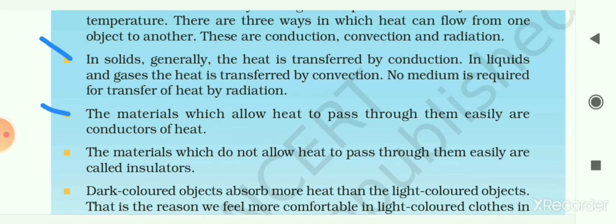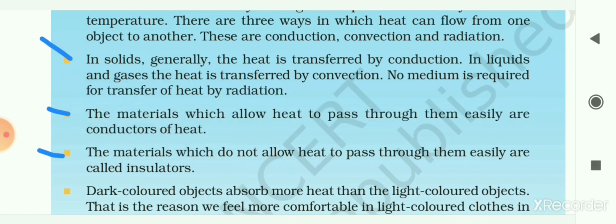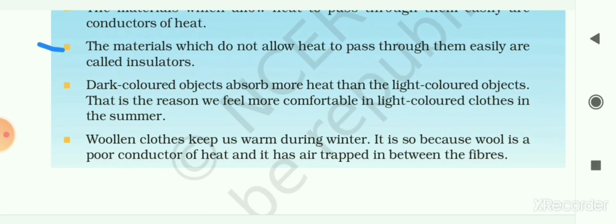Then we had seen that the materials which allow heat to pass through them easily are called conductors of heat. For example, we had seen many different types of metals that are good conductors of heat. Then we had seen that the materials which do not allow heat to pass through them easily are called insulators. We had seen examples of insulators also, that is air, and then wool. Those are the insulators or poor conductors of heat.